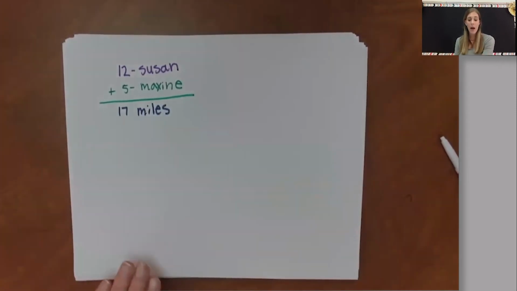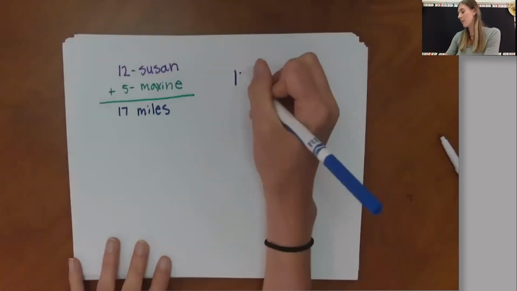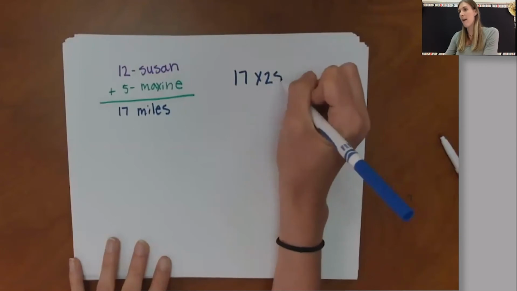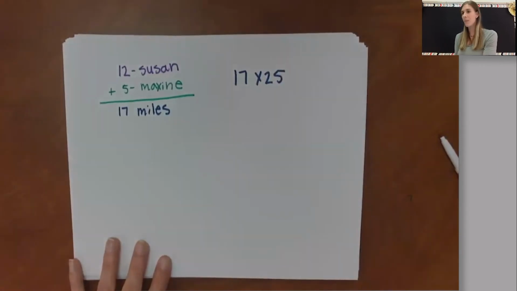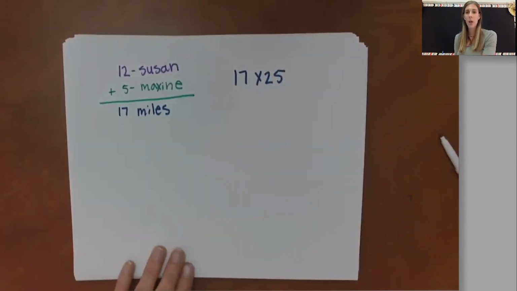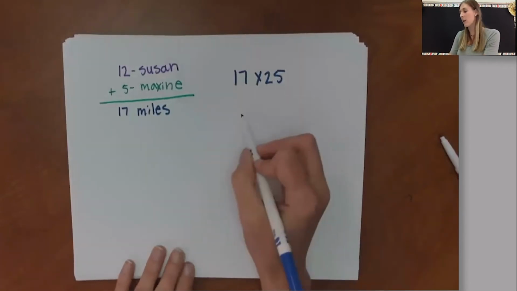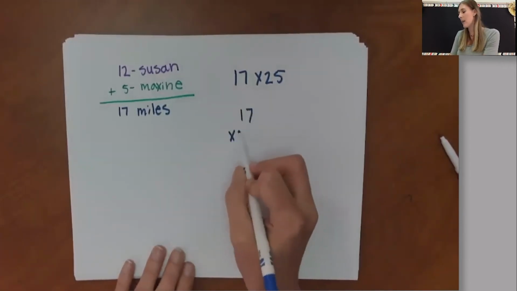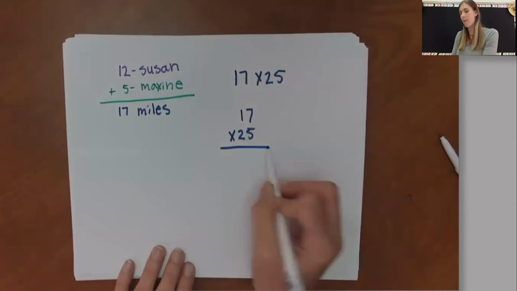And then for every mile they walked, sponsors donated $25. So how are we going to figure out how much money they raised? Correct. We're going to do 17 times 25. And we can do that using our partial product. So let's write this vertically on our paper, 17 times 25.